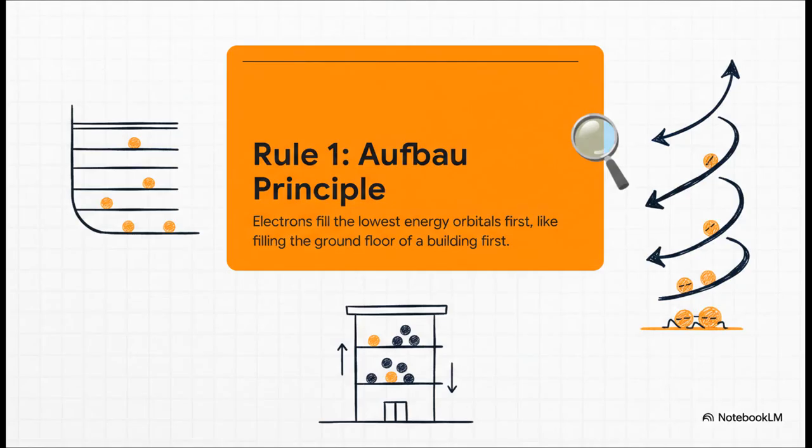So how do electrons actually find their addresses? Well, they follow three surprisingly simple rules. The first one is the Aufbau principle. Honestly, it's just common sense. Electrons are lazy. They're always going to fill the lowest energy spots available first. They start on the ground floor of that atomic building before they even think about moving up to higher levels.